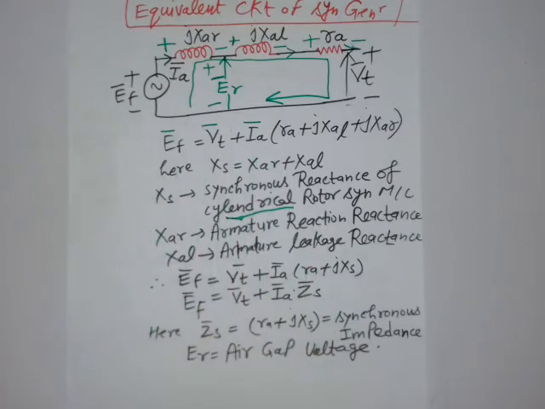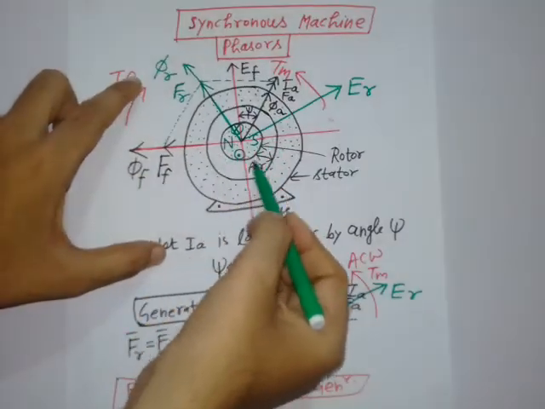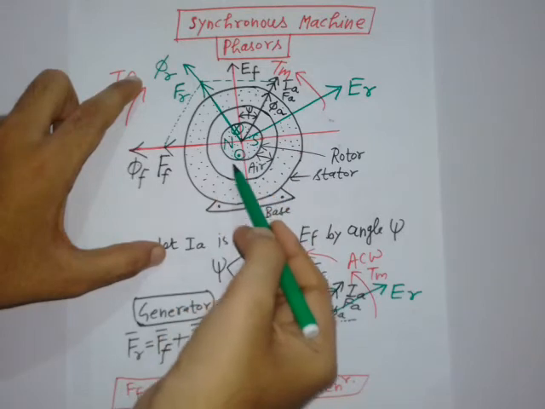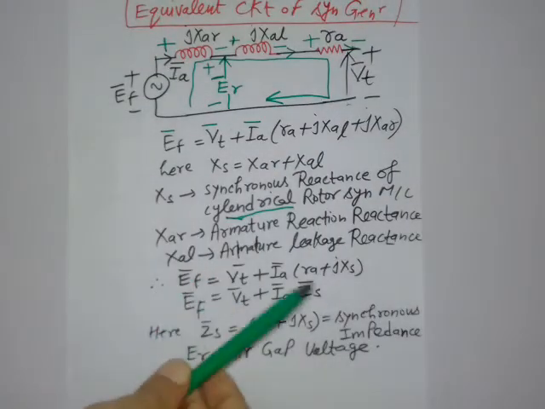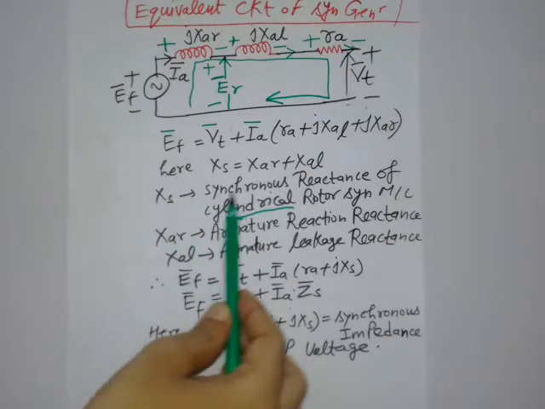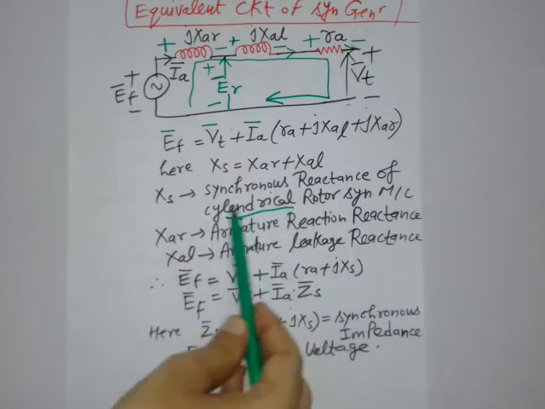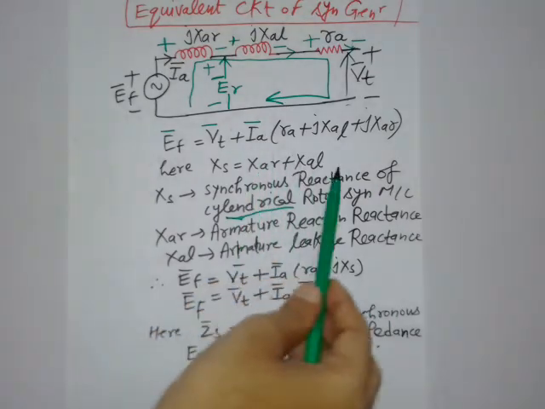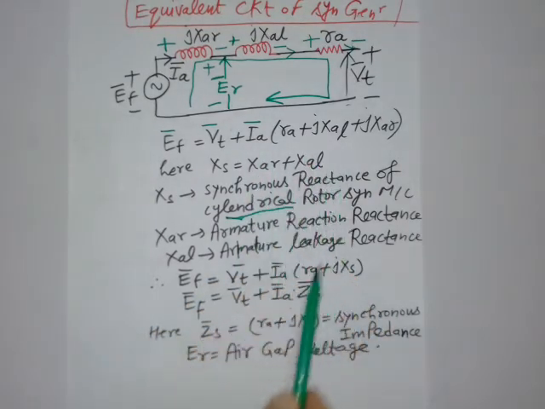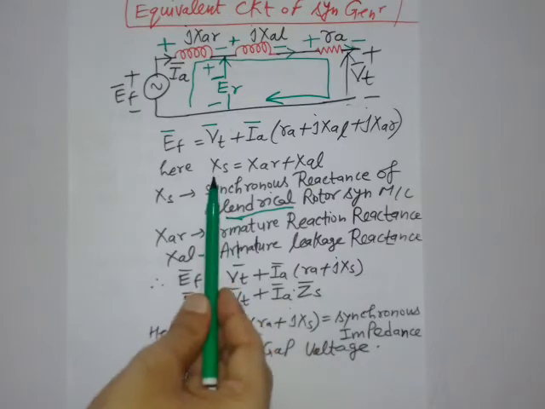As you know, for a cylindrical rotor you will have a uniform air gap, right? This kind of rotor is called a cylindrical rotor, so everywhere you will get a uniform air gap, unlike your salient pole. There the treatment is different. Since we are taking a cylindrical rotor, XS is the synchronous reactance of a cylindrical rotor synchronous machine, right? XAR is the armature reaction reactance, XL is the armature leakage reactance. So in place of this XAR plus XL, put XS, because XS is the sum of these two.